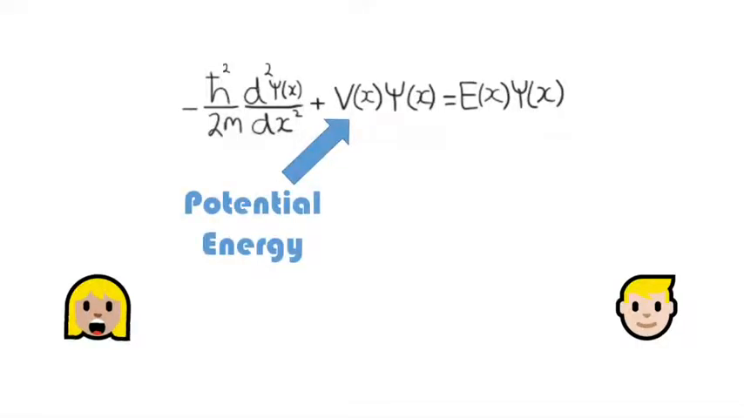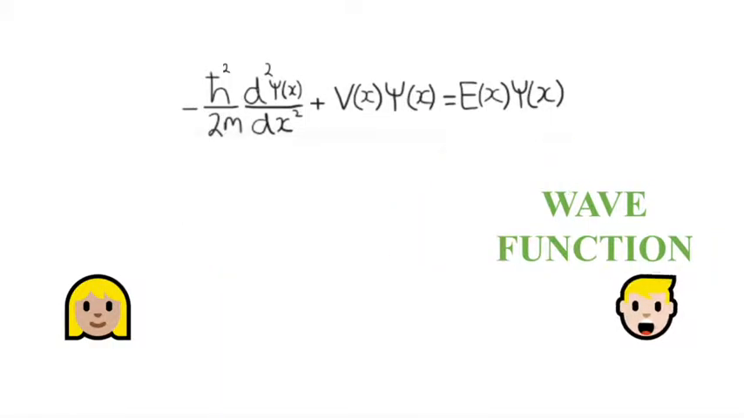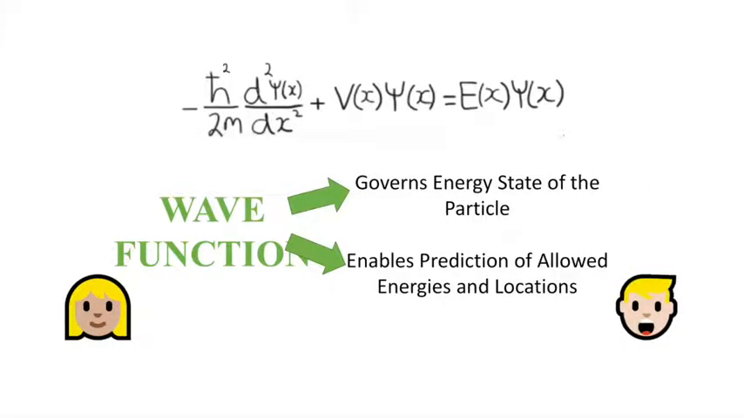In this equation, V of x represents the potential energy of the system, E represents the energy of a particle, and psi of x is used to describe the wave function of a particle. The wave function is a quantum mechanical representation of the particle's position. The time-independent Schrödinger equation governs the energy states of a particle. Using it enables us to predict the allowed energies and locations of the particle.